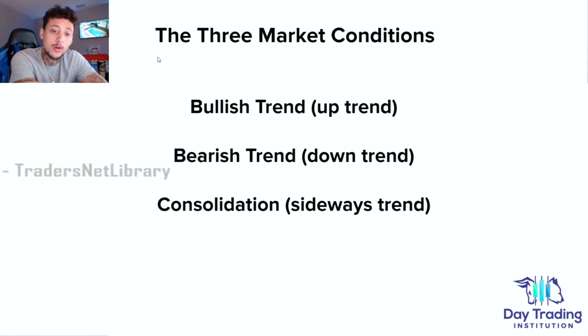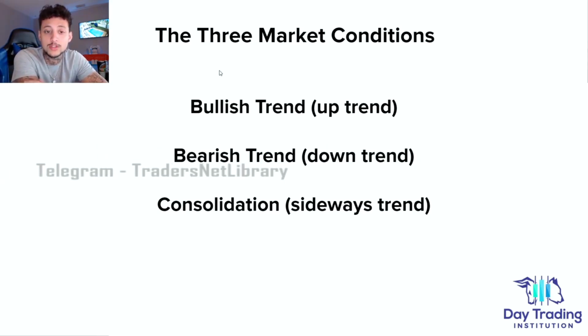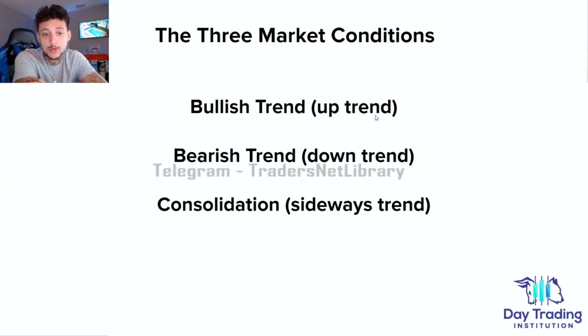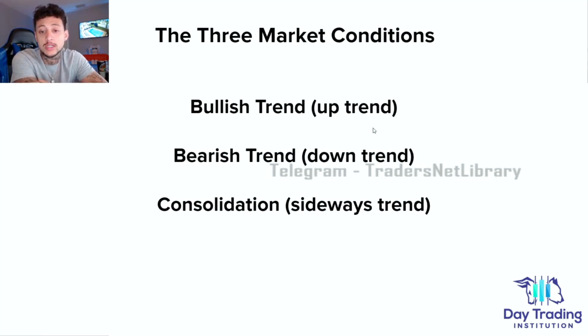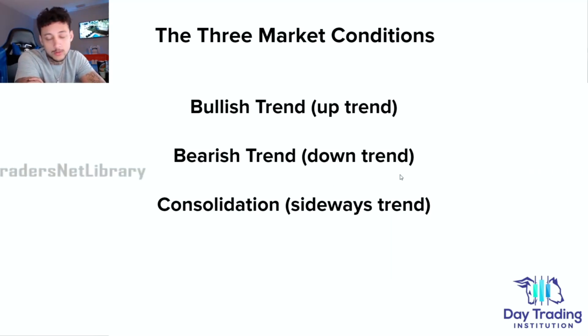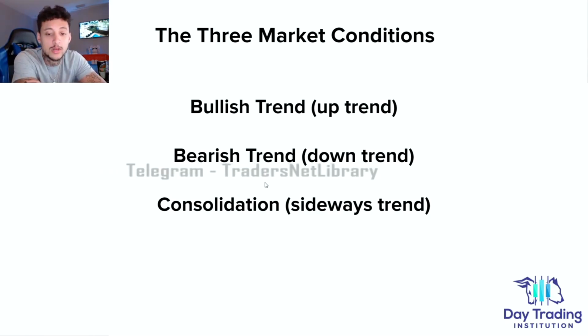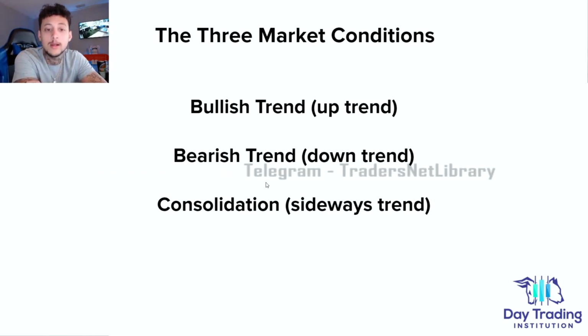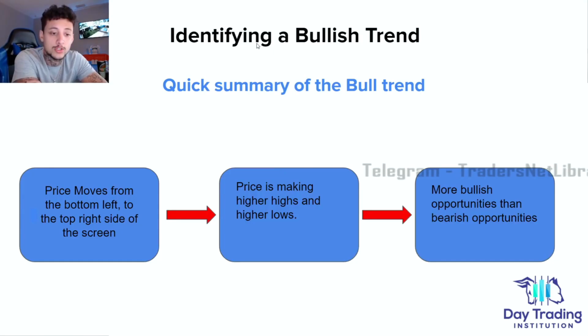So there are your three main market conditions. You have your bullish trend, which is an uptrend. We have a bearish trend, which is a downtrend. And we also have a consolidation or a sideways trend. There's many terms to identify that or say it's consolidation, consolidating, ranging, sideways, whatever you want to call it. So let's get into the bullish trend first.